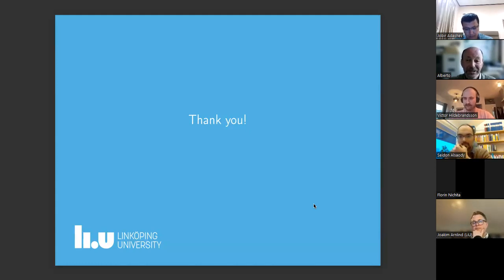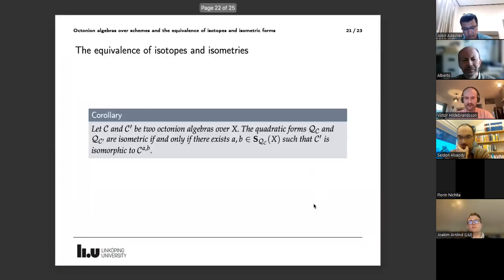Yeah, exactly. So if I remember correctly, they should be locally isomorphic from the beginning, and so this shows that the isotopes should be locally isomorphic to its non-isotope, I suppose. But here we show that you can take A and B global sections. Yes, exactly. Which I believe is amazing.